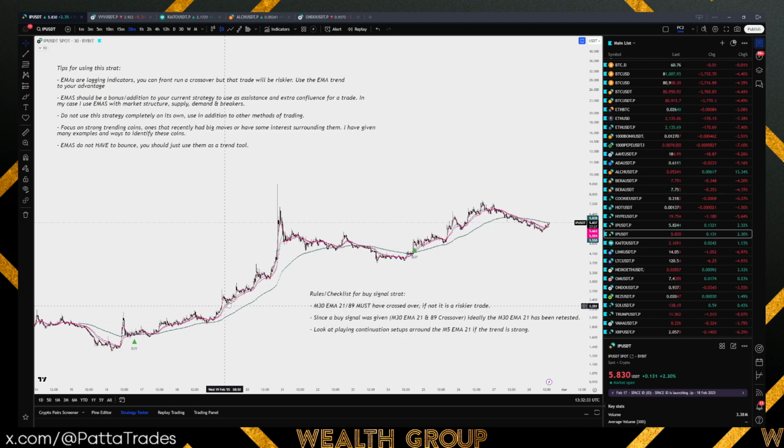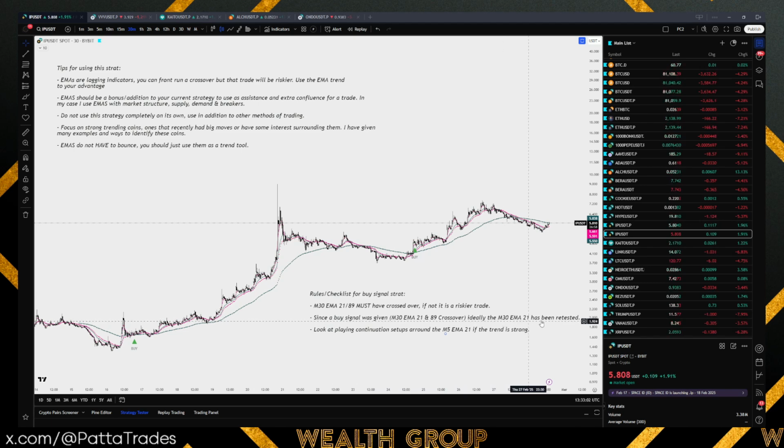So if you're using the EMA 21 as a continuation trade, this doesn't mirror that, but it is for the buy signal. So this is strictly for the buy signal. Obviously you want to have the 21 and the 89 crossing over. If not, that is a riskier trade. We already discussed that. Since the buy signal was given, the EMA 21 and 89 must have crossed over.